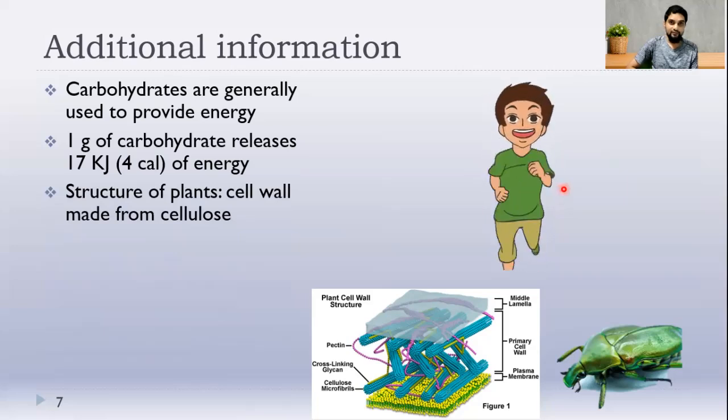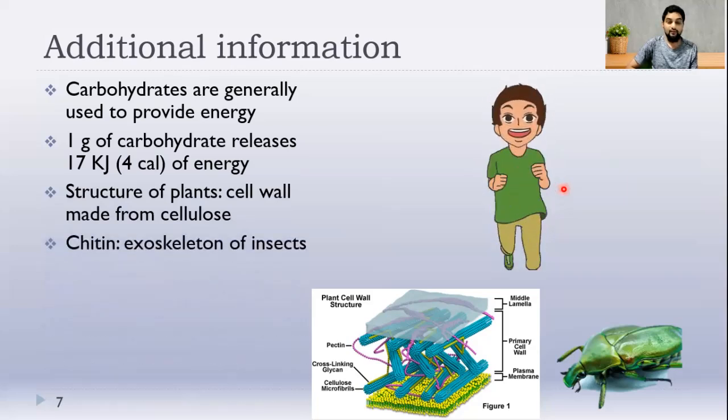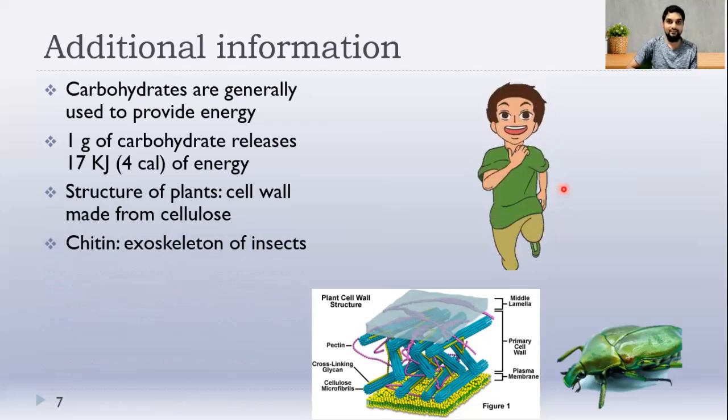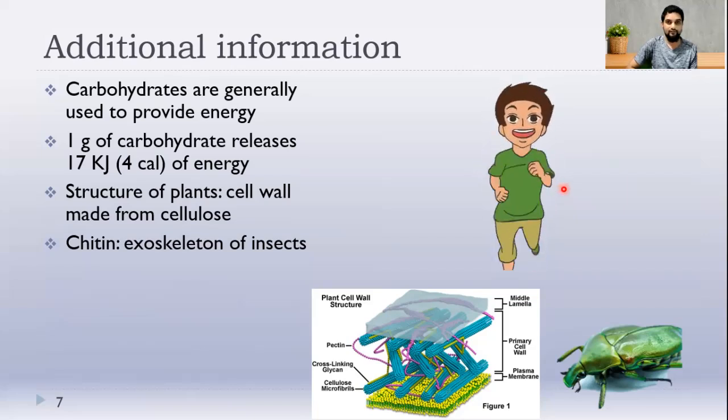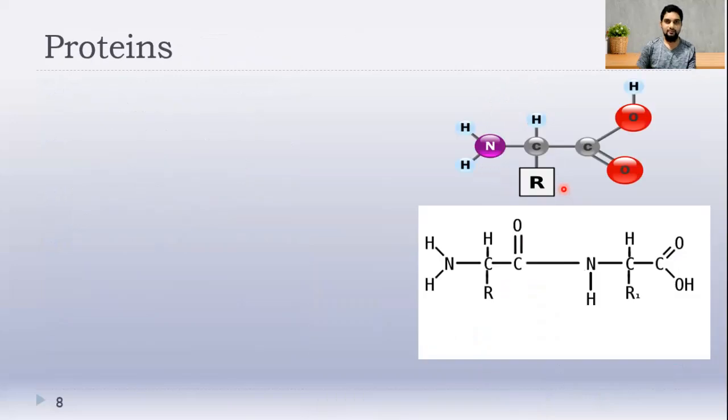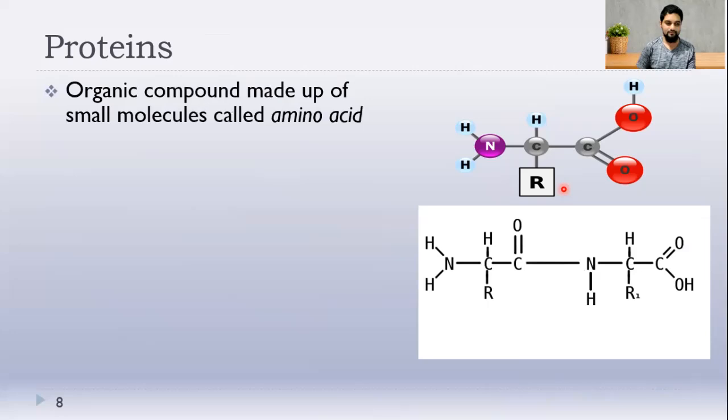As mentioned before, they form the structure of cell wall. Another polysaccharide is called chitin, and this forms the exoskeleton of insects. So these are very strong structures that are found in nature. The next macronutrient that we will look at now would be proteins.